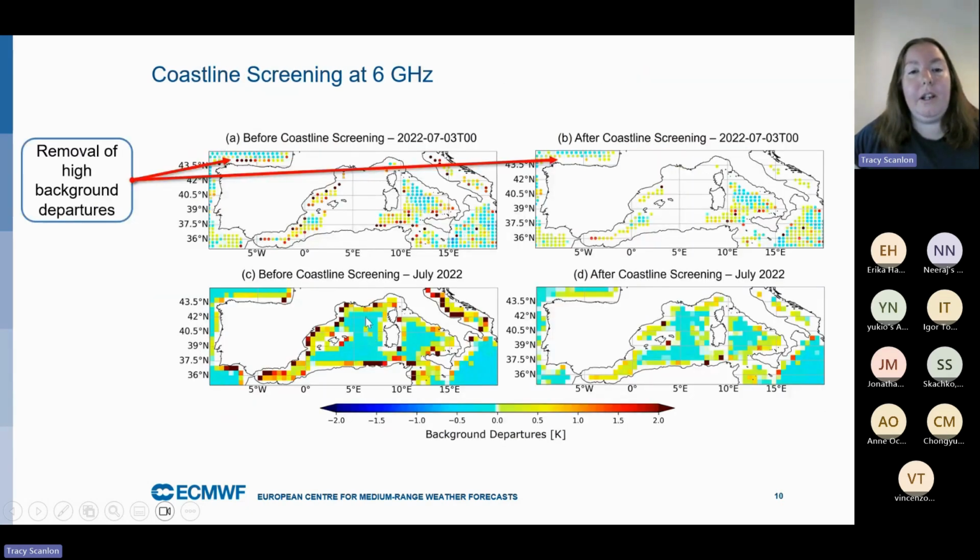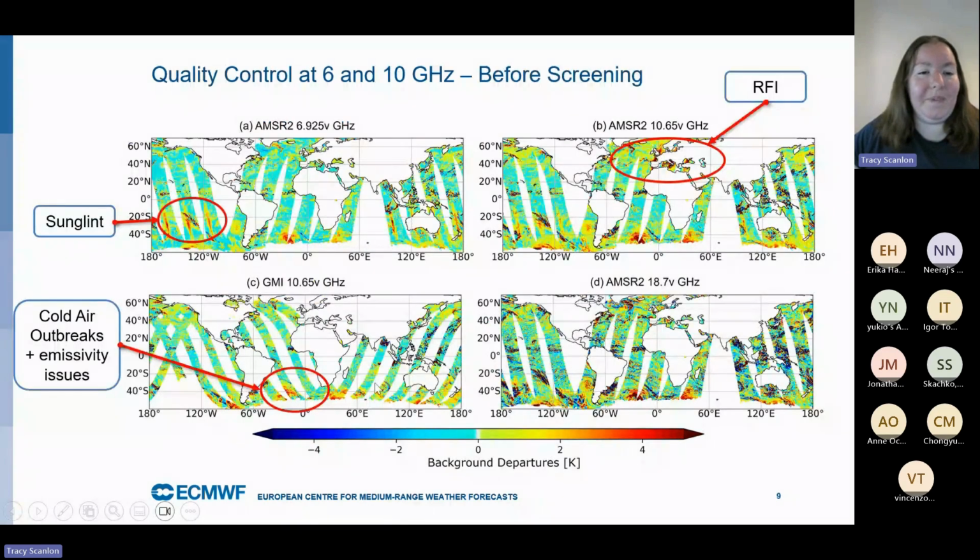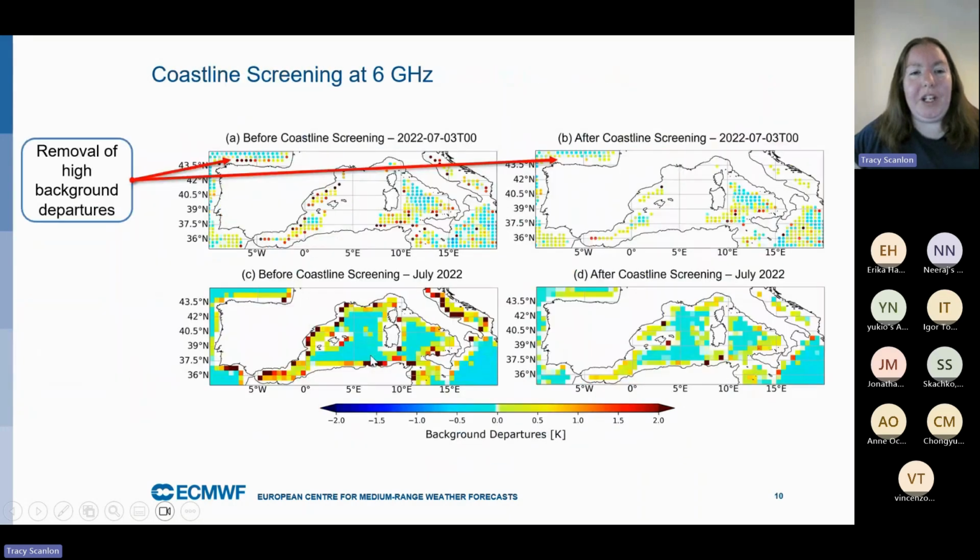So I'll explain each of these in detail, but firstly, let's have a look at the coastlines, which I can't show on something this global, but we could show it if we zoom into Europe, for example. Basically, the footprint that we use to screen the coastlines at the moment is the 10 gigahertz footprint, and the 6 gigahertz is much larger, so we're more likely to capture areas of land within that footprint.